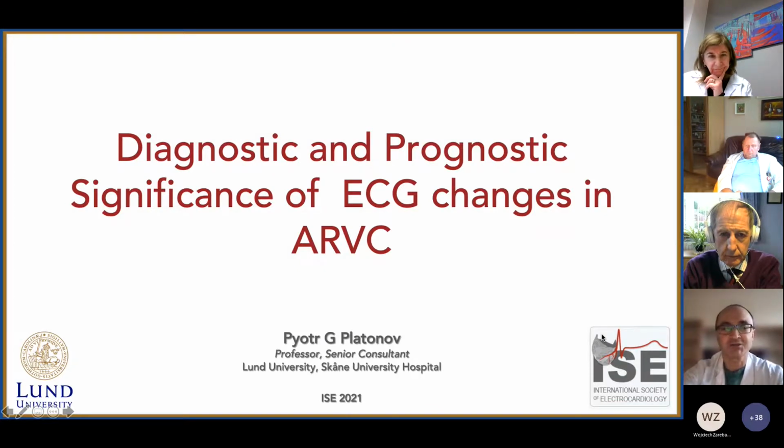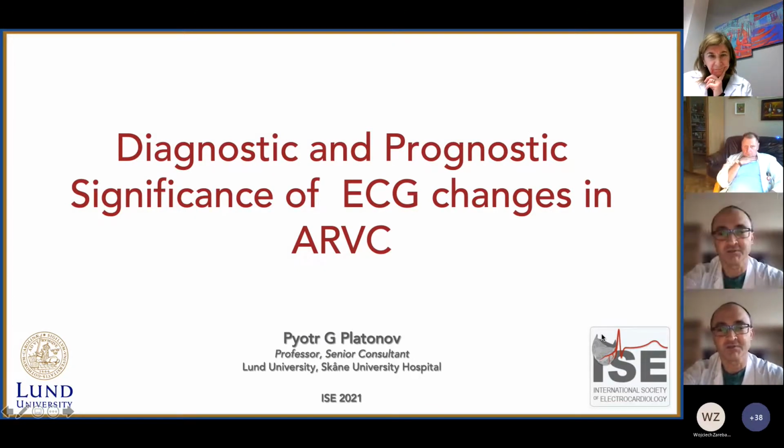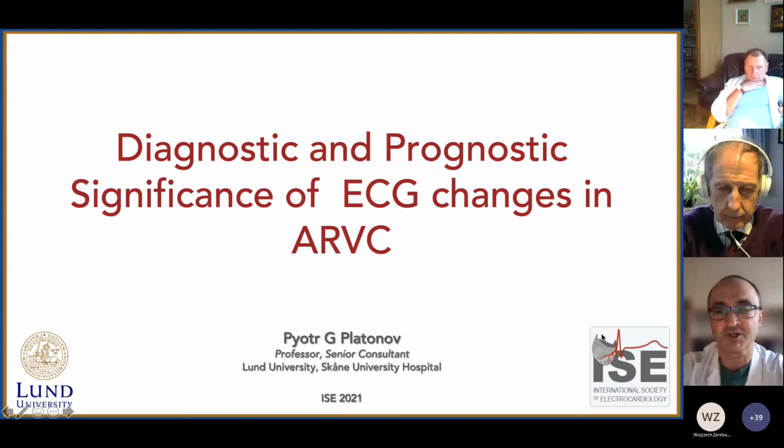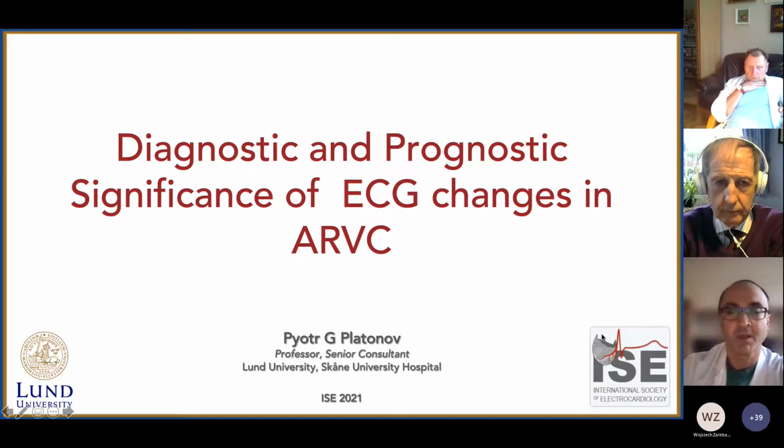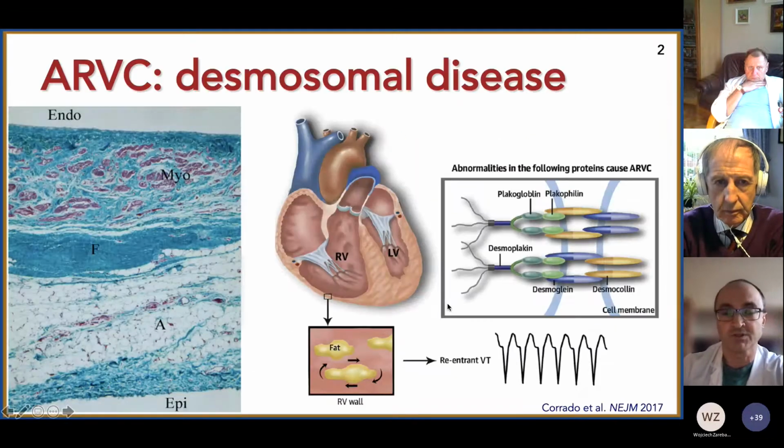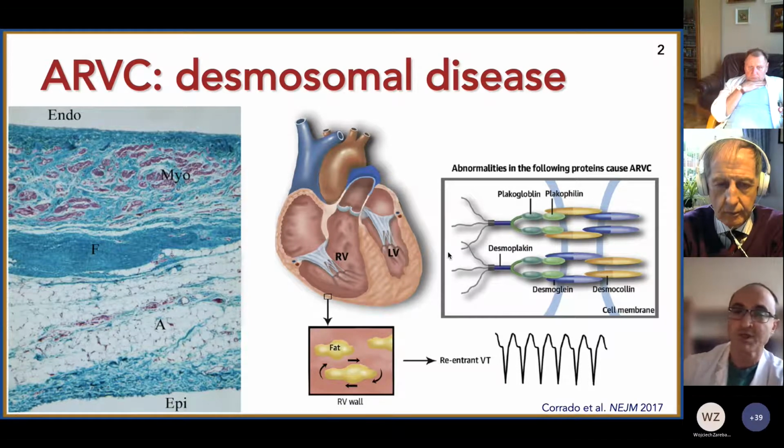So I'm going to talk about the diagnostic and prognostic significance of ECG in the context of arrhythmogenic right ventricular cardiomyopathy. And first, a few words about what it is. In its classical phenotype, ARVC is a desmosomal disease, meaning that it is related to changes in desmosomal proteins, or rather genes coding desmosomal proteins, of which plakophilin 2 is the most common finding in patients with ARVC.